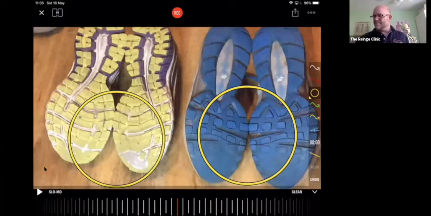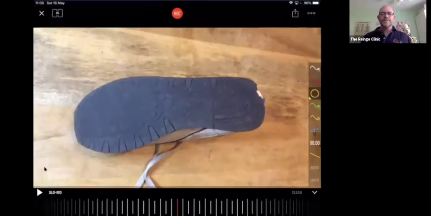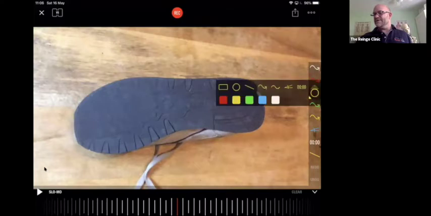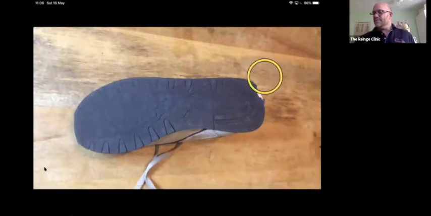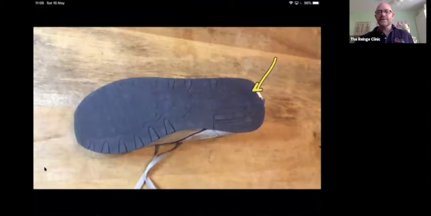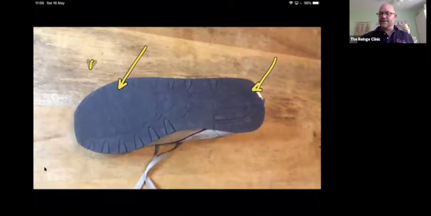Let me find the next one. Right, this is a beautiful example of absolutely, definitely, without doubt, this person must heel strike, because that is terribly worn out on the heel. And if you look at it, it's only worn badly here, and it's worn here, and it's worn here.